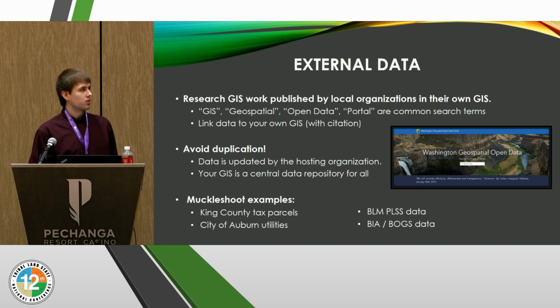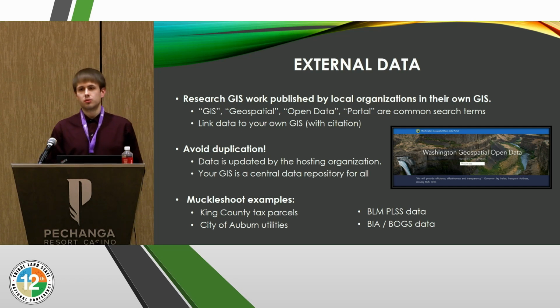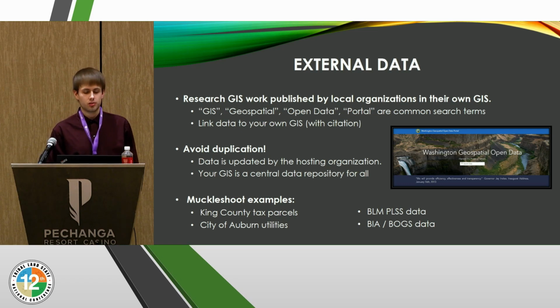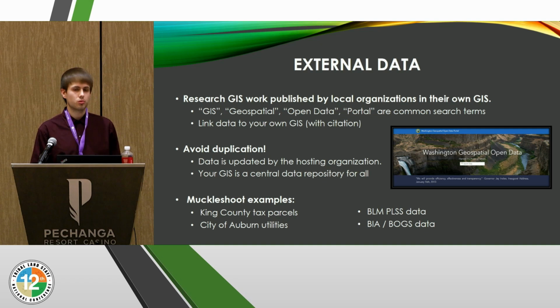So some examples that Muckleshoot uses that are valuable to us. The King County tax parcel data. This is for if we want to compare what we believe is the boundary of, say, an allotment and how that overlays with the tax parcel boundaries that King County is holding. The Bureau of Land Management's public land survey system data for historical reference and finding survey monuments.